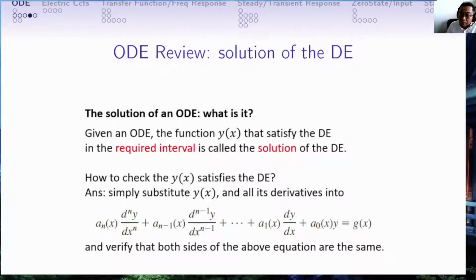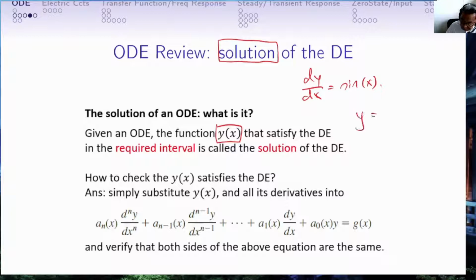So we now know what an ODE is. Then you often hear the term the solution of the ODE or the differential equation. The solution means go ahead and find the y that satisfies the differential equation. So for example, dy/dx equals sin x. So what y will satisfy this?